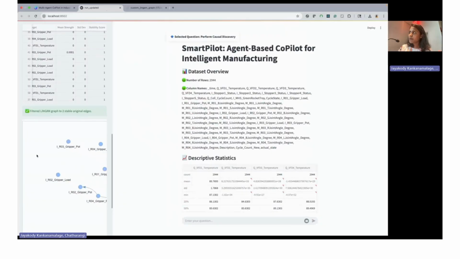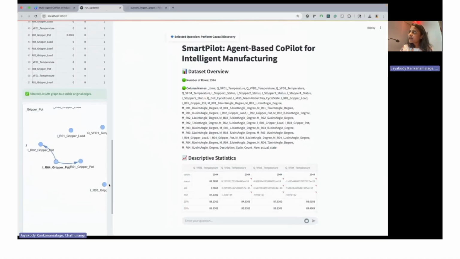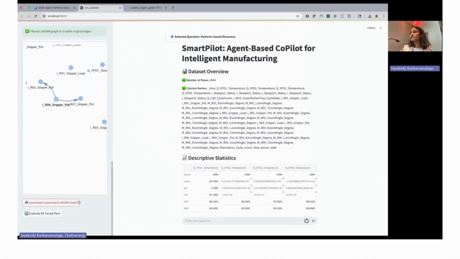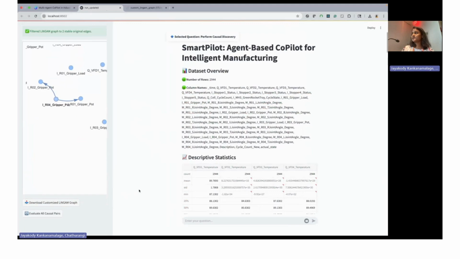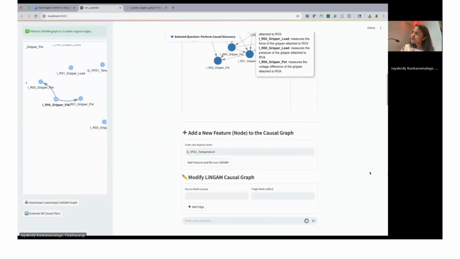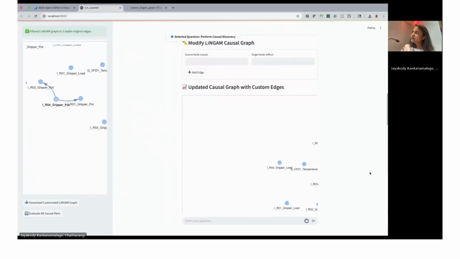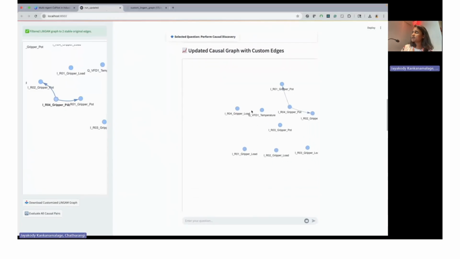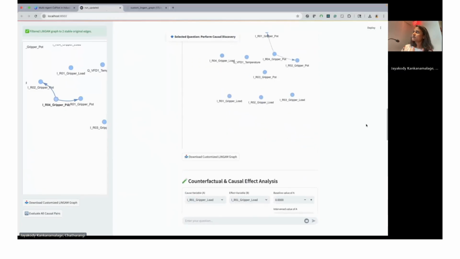And then the updated causal graph is displayed, and here you can see the stability score also, and it is pretty interactive. And then he can save this also and use it for further analysis. And also the causal graph is updated in this canvas also.